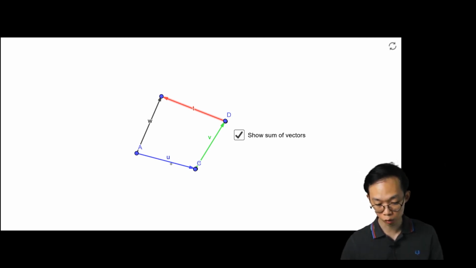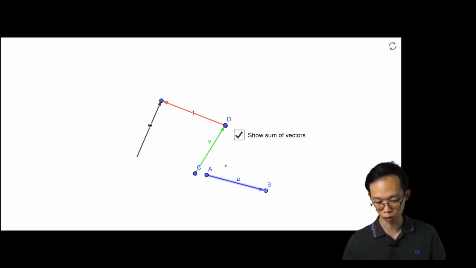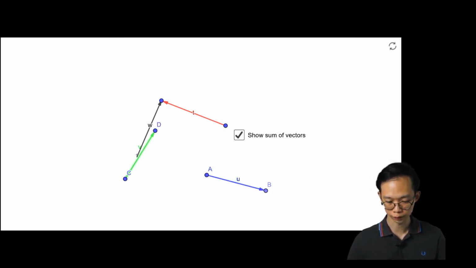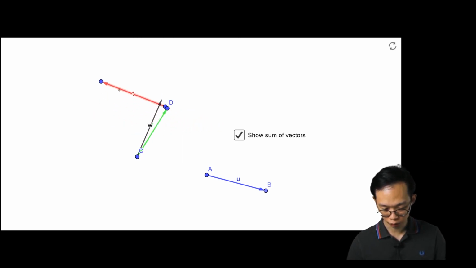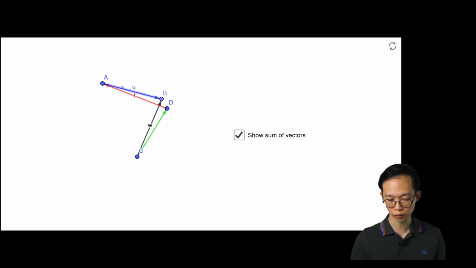I'm going to show you also that the order in which I put the arrows doesn't matter as well. If I have the green one first, follow it up by the red one, and then follow it up with the blue one again, and I just draw one straight line from the original start point to the final end point, again it fits up with this W.